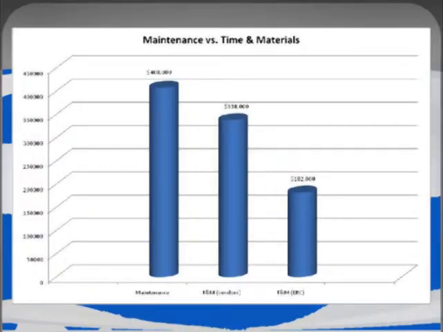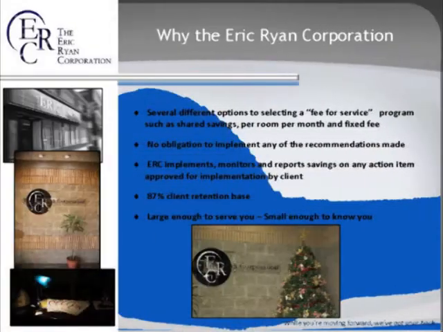Another area that we get involved in that has saved the client money is removing maintenance from phone systems. You can see in this particular slide, an average client spends about $408,000 a year on phone maintenance, whereas using Eric Ryan's time and material service, the average cost is $182,000, which literally cuts their billings in half. Those are some very quick examples of how we can be of service and where we see opportunity.